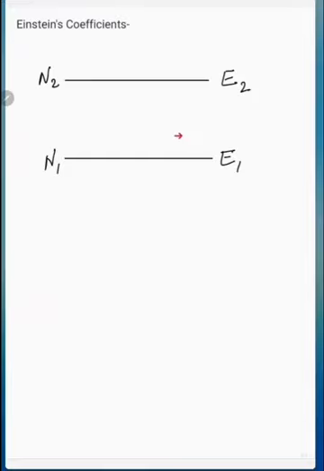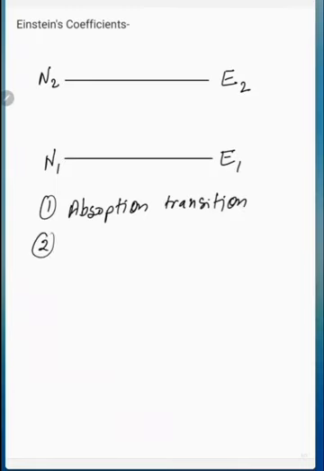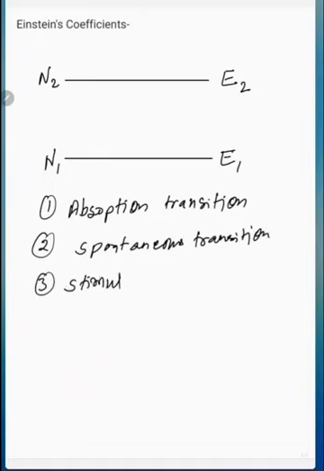Between these two energy levels there are three types of transitions of atoms possible. First one is absorption transition, and the second one is spontaneous transition, and the third one is stimulated transition.